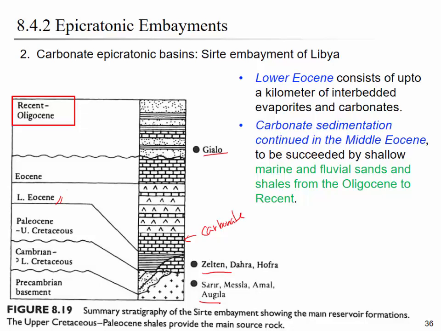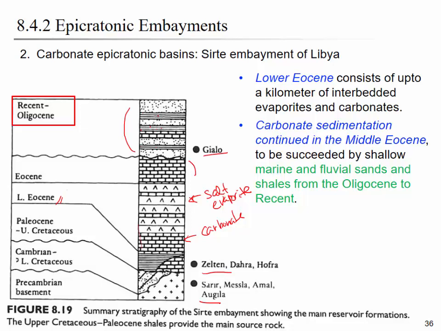Limestone. So typically limestone is expressed as a brick, and this one is salt, evaporite. And the carbonate sediments continue in the middle Eocene here, right? These are the carbonate, to be succeeded by the shallow marine and fluvial sand and the shales from the Oligocene to recent. Here you have this sedimentary rock, sandstone formation, and this one, right, is shale.